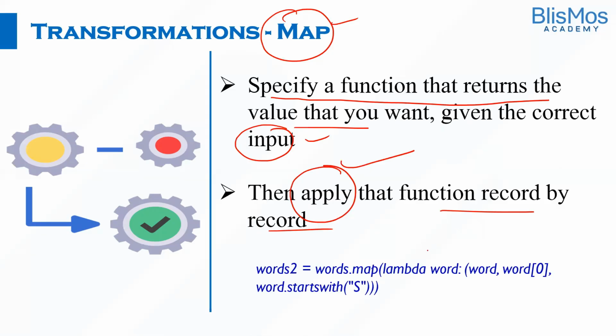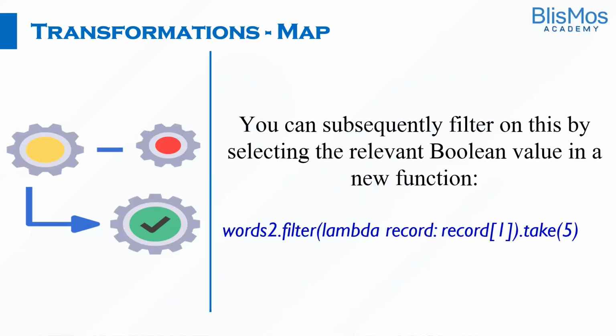For example, here, again, we are using a lambda function. Unlike the filter, you can see we are saying word and word[0], that is the first element of that word, and whether it starts with a letter. So we are going record by record and applying this function. Once you are done with that, you can also subsequently filter on this by selecting the relevant boolean value in the new function, for example like this. Anyway, when we see the example in the hands-on session, it will be a bit clearer for you.